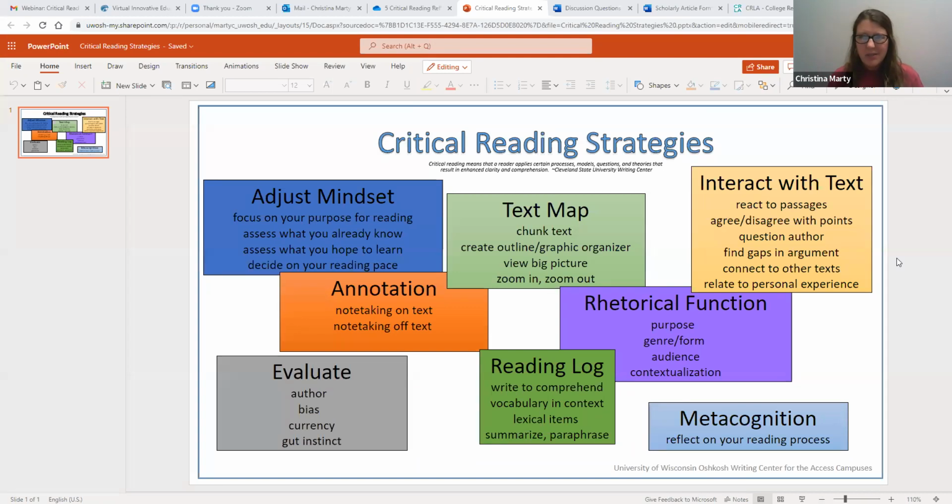But my goal with this was to come up with a collection of different strategies in a visually somewhat pleasing way. I'm not a graphic designer, but I wanted to make it somewhat visually pleasing, not just a list of strategies. And this is what I've come up with. I have adapted it and edited it a lot over the years that I've done this. What I usually do is I provide this to the students and I pair it with an article. I'm going to give you an example of an article that I use.